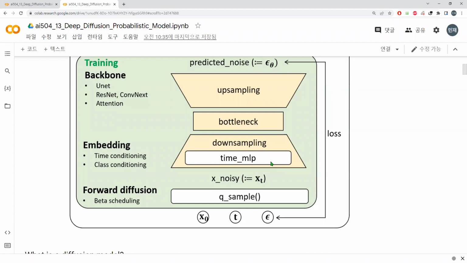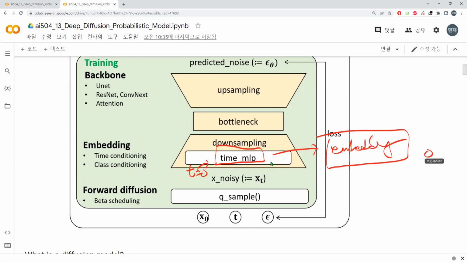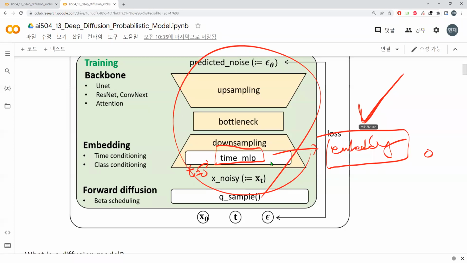So if you input t equals 0 into the time MLP layer, then it produces an embedding for letting the unit know it is time step 0. So this unit can know the difference by this embedding for the time step. Cool.